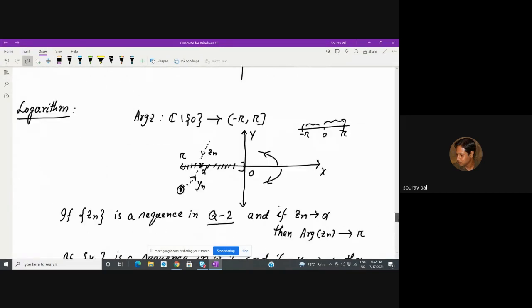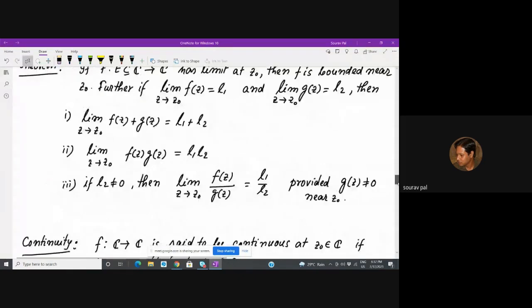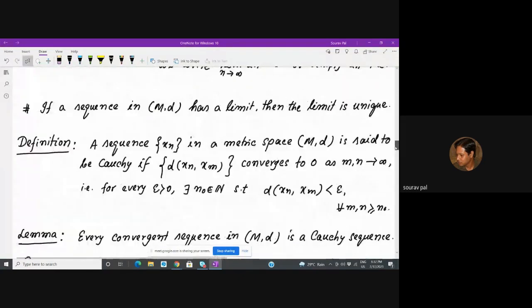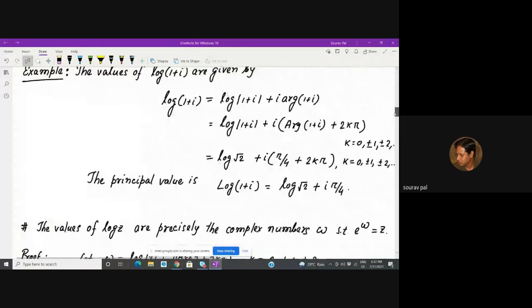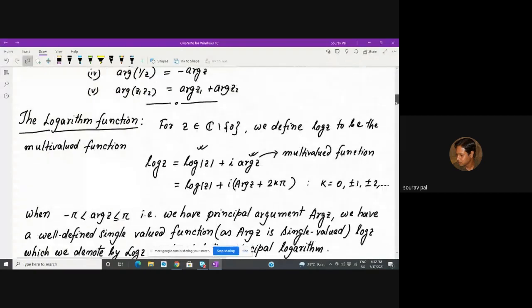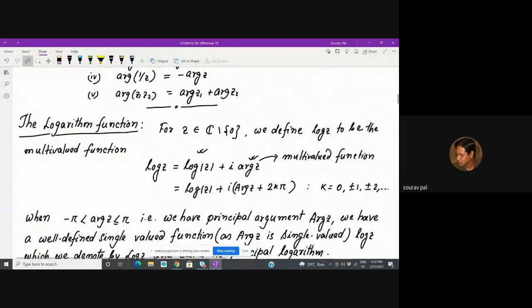If you just look at the definition of logarithm, what is that? It is defined this way, right? It is a multivalued function, but when you restrict the argument to an interval of length 2 pi, a half-open, half-closed interval in the real line, then it is a single-valued function.